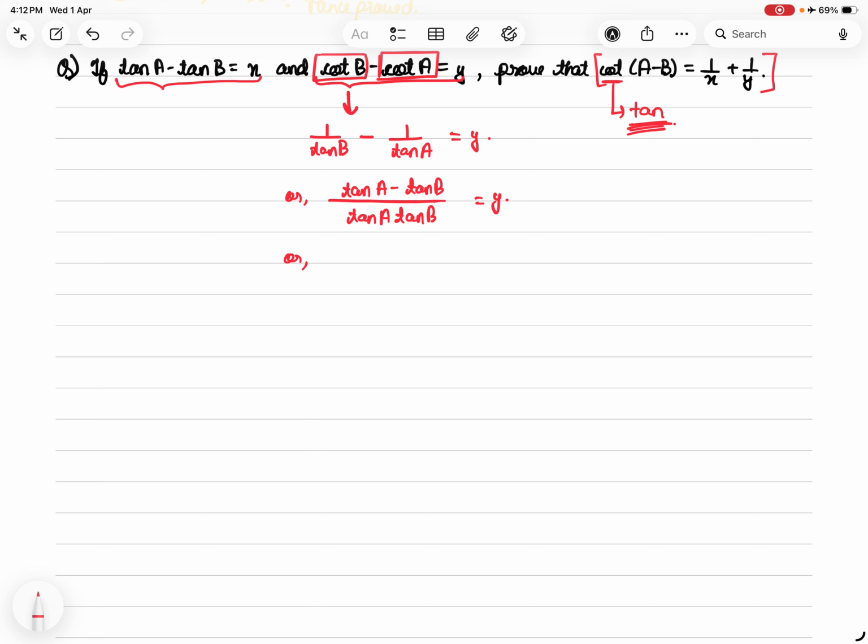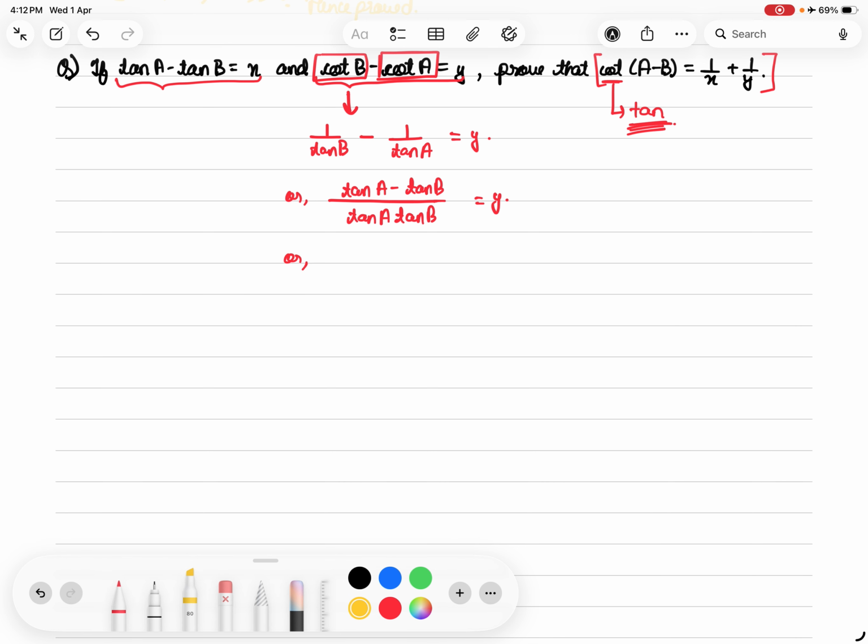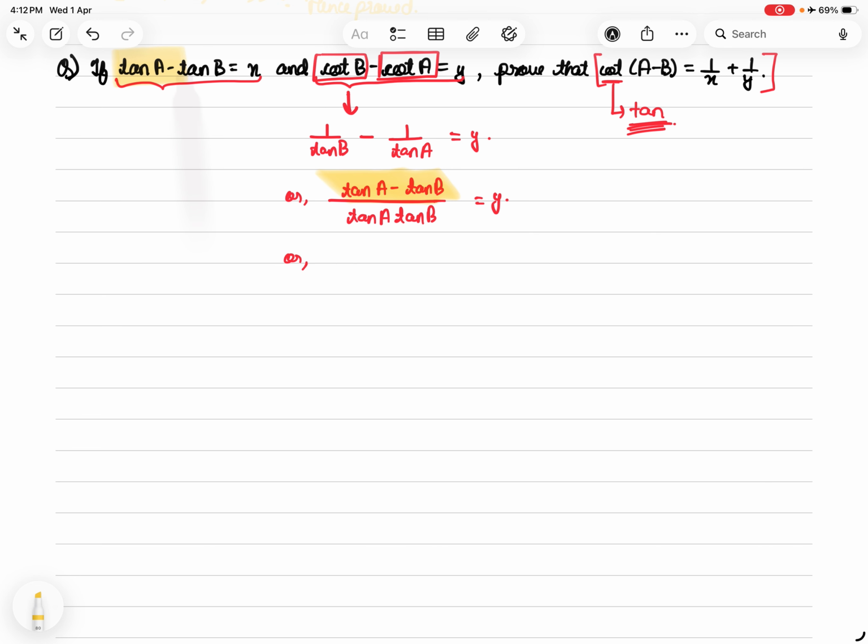Now you look at this. What do you see over here and what do you see over here? It's nice, no? You get the tan A minus tan B formula, that's already given in the question, is x, right? So now tan A tan B is equal to y, right? Now let's do cross multiplication. We'll get tan A tan B is equal to x by y. Clear? We have got our second equation.